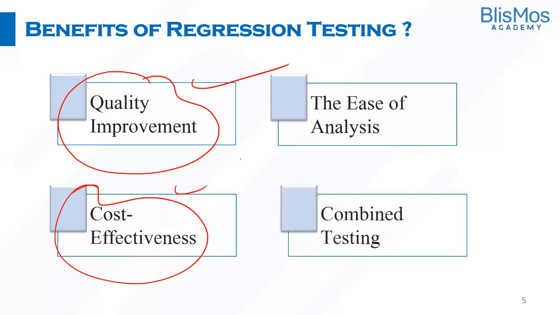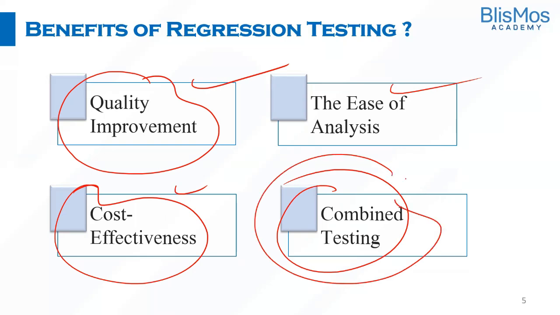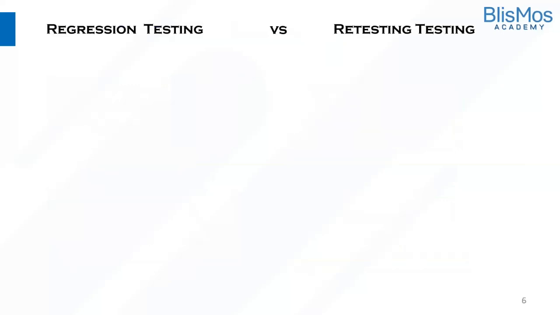And also you can perform a combined testing. When I say combined testing, it means we are talking about combining any kinds of testing. It can be unit testing, it can be system testing. A combination of all the tests can be included as a part of the regression testing. Often we confuse regression testing with retesting. Let us try to understand the differences between regression testing and retesting.